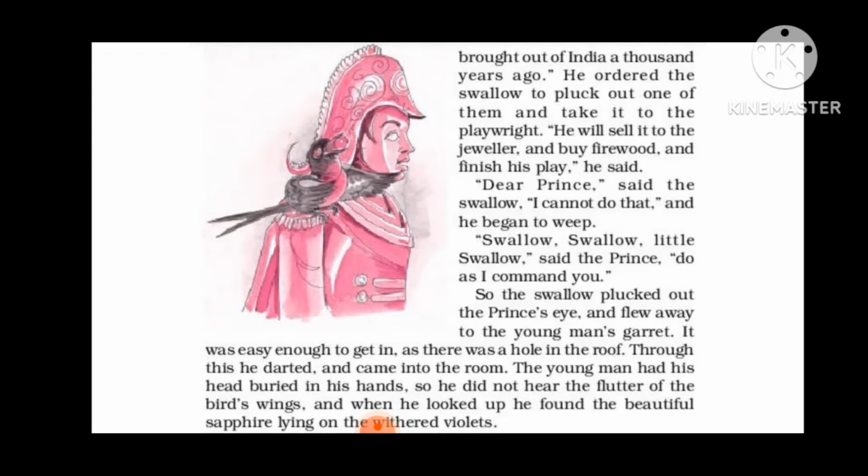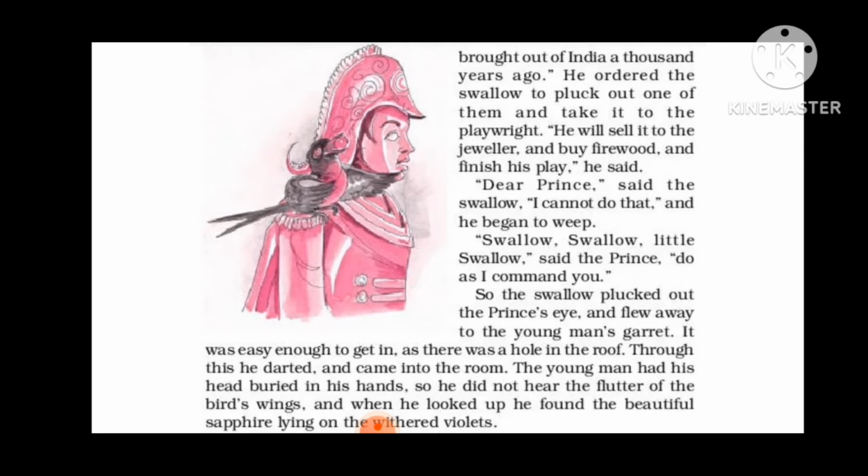But the swallow said, "I can't do that," and he began to weep. Then the prince said, "Swallow, swallow, little swallow, do as I command." So the prince commanded the swallow. So the swallow plucked out the prince's eye and flew to the young man's garret. It was easy to go into it as he went through a hole in the roof, and he darted and came in the room. The young man had his head buried in his hands, so he could not see or hear the flutter of the bird's wing.